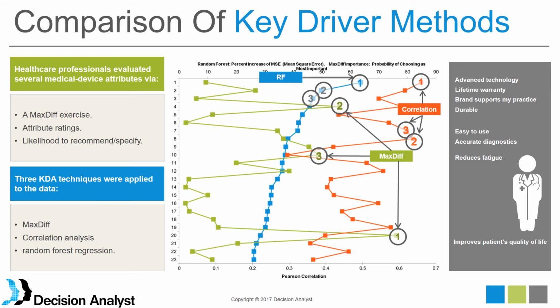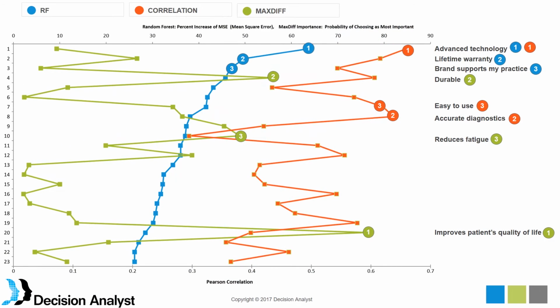From all of this data, we analyzed 3 different key driver analysis techniques. We, of course, looked at the MaxDiff. We developed a correlation analysis that correlated the attribute ratings of performance with the likelihood to recommend. We also looked at random forest regression, and the random forest used the same data as the correlation analysis. Of course, it's a different technique, more of a modeling approach. And we do have a blow-up slide here of the results.